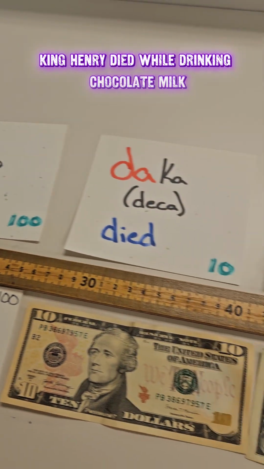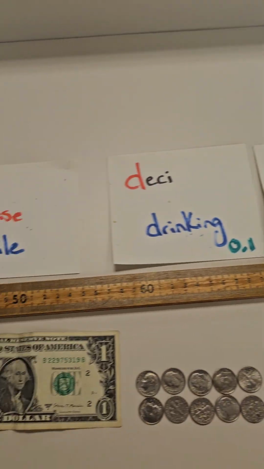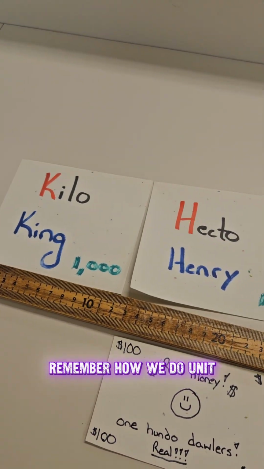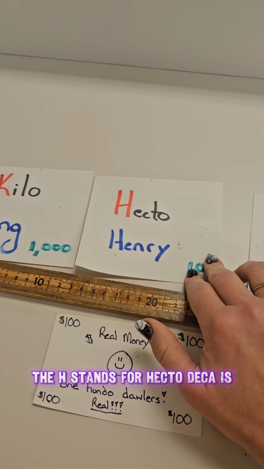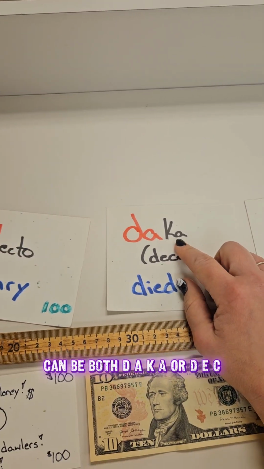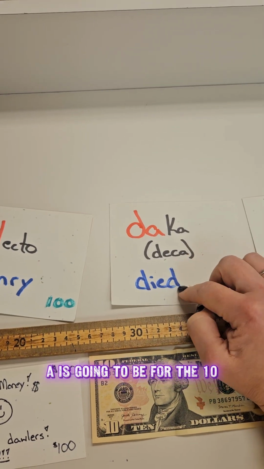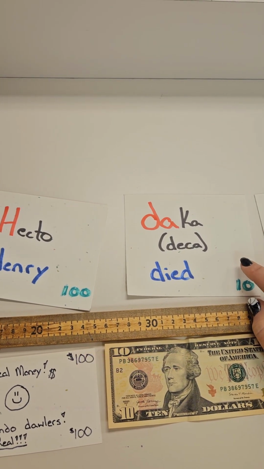King Henry died while drinking chocolate milk. This is a way that you can remember how we do unit conversions. The king stands for kilo, the H stands for hecto. Deca, which can be spelled both D-A-K-A or D-E-C-A, is going to be for the 10 units. Think about how long is a decade?